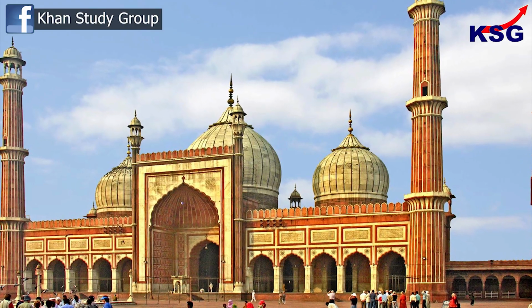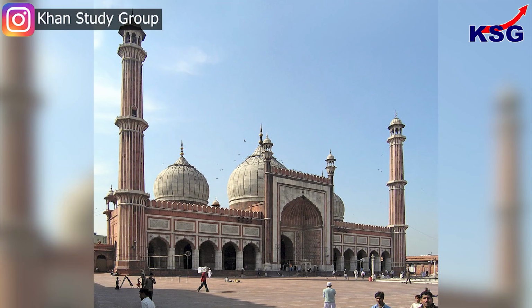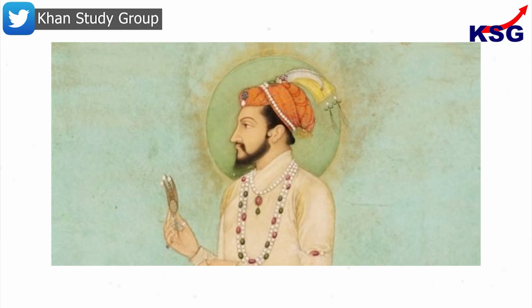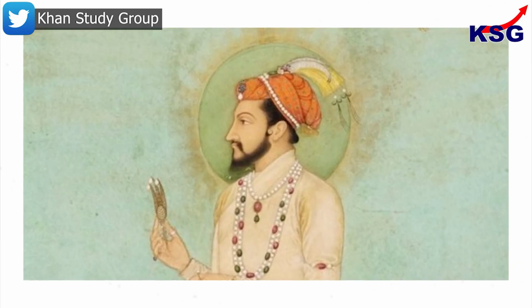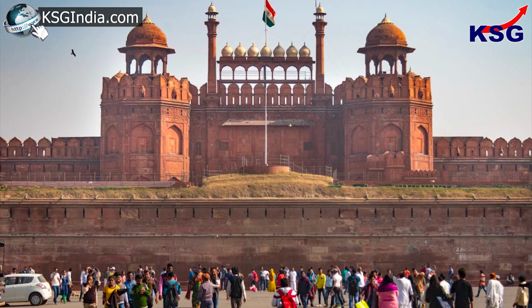Jama Masjid. Jama Masjid is the largest mosque of India. It began in 1644 and ended up being the final architectural extravagance of Shah Jahan, the Mughal emperor who built the Taj Mahal and the Red Fort.